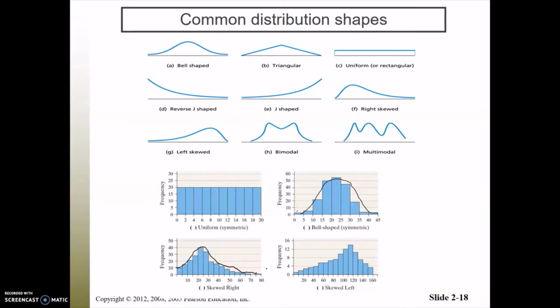Since it has a tail to the right side, this is called a right skewed distribution. And look at this one. We approximate the shape of this distribution with a smooth curve, and such a distribution has a tail to the left side. So this is called a left skewed distribution. These are the commonly used shapes of distributions which we are going to encounter in our course.